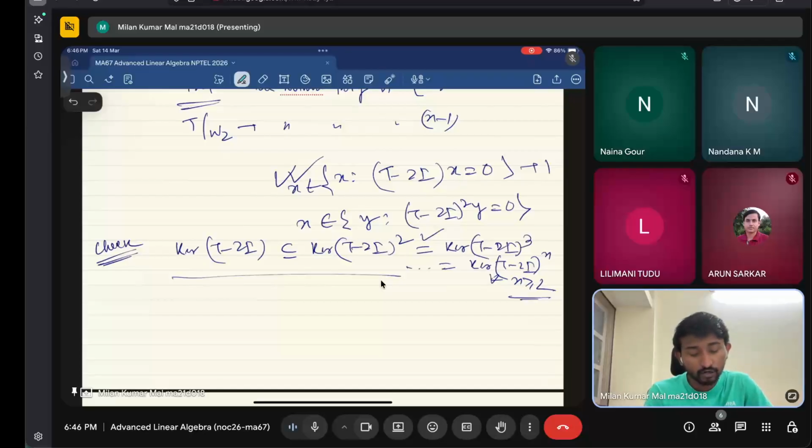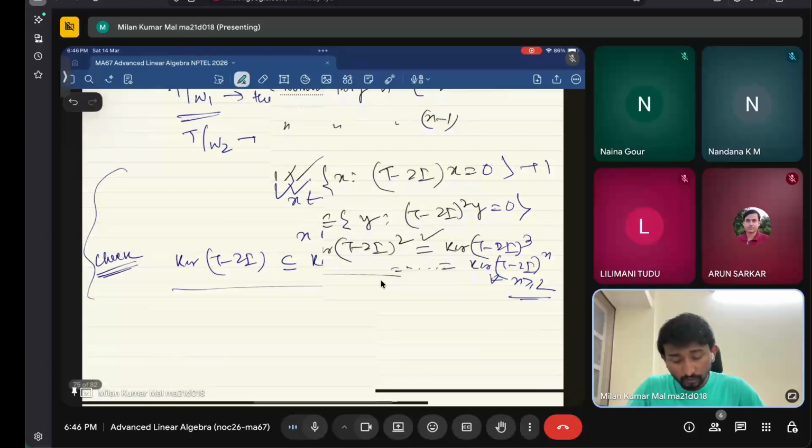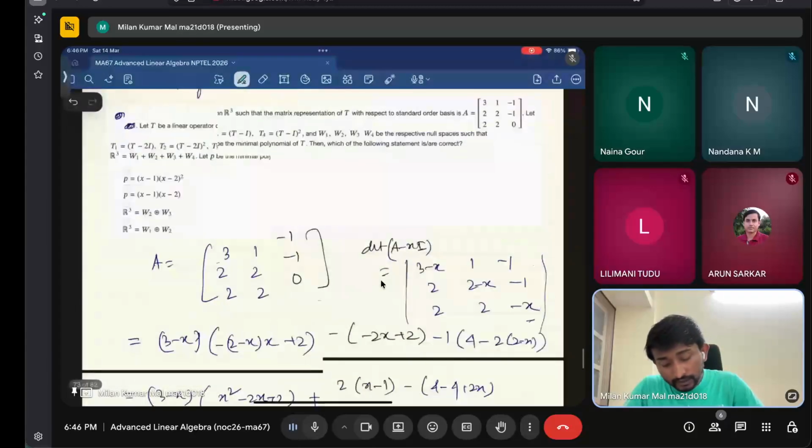So the kernel of (T minus 2I) cubed is also the same, the kernel of (T minus 2I) to the fourth is the same, and the kernel of (T minus 2I) to the power n is also the same for all n greater than or equal to 2. This is not needed for our purposes, but T is not diagonalizable. So let's get back to the options. The minimal polynomial is this, that is correct. The minimal polynomial is not this, that's correct.